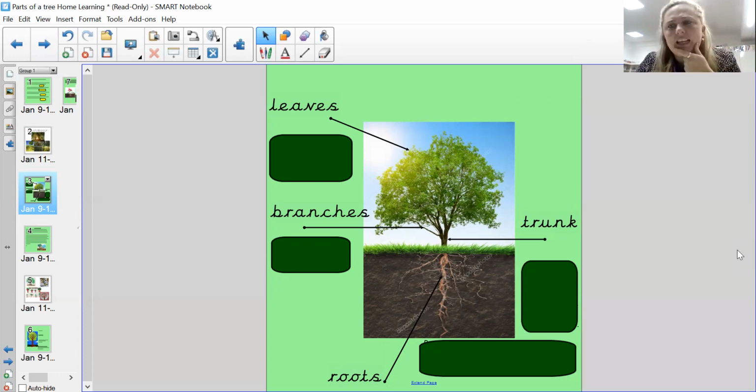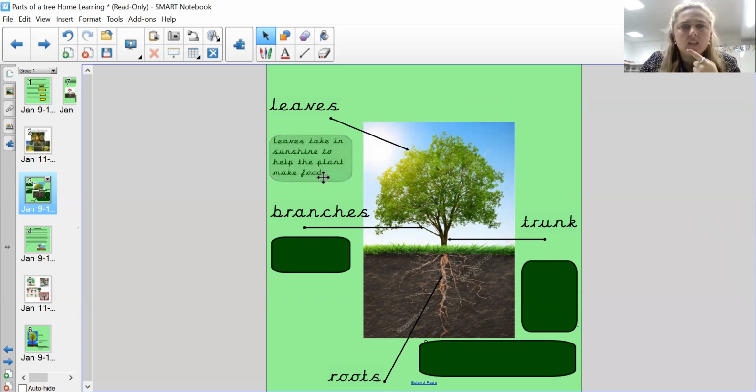What do you think the leaves do? I think they might do a similar thing to the leaves on a flower. So let's have a look. Shall we find out what they do? The leaves take in the sunshine and help the plants to make food. Now, that sounds a lot like what the flower leaves do, doesn't it? So they do the same thing.